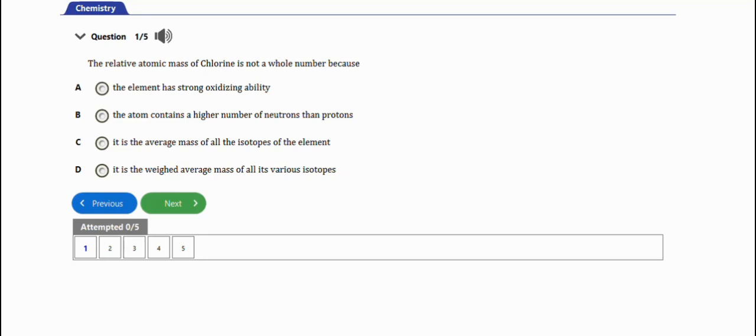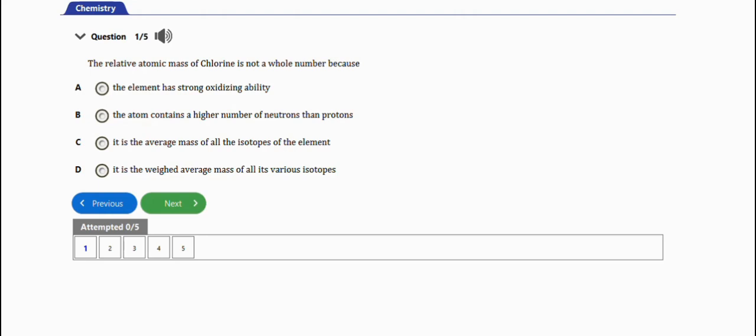In this video, we're going to learn how to solve WASSCE or WAEC chemistry problems under relative atomic mass and relative molecular mass based on carbon-12. So basically, we are solving problems on isotopes. Alright, so let's get started.